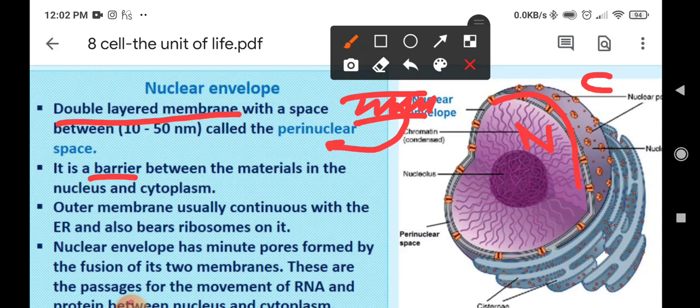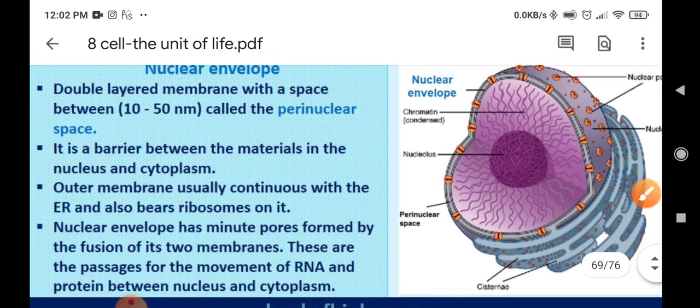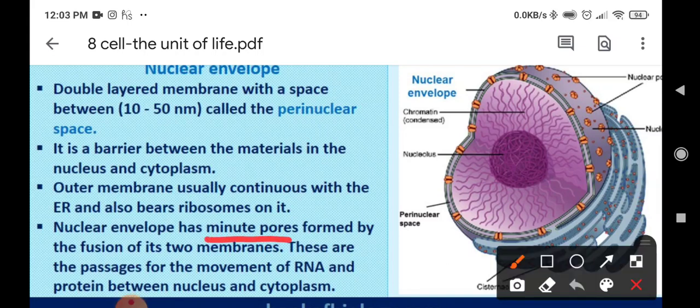Now the outer membrane is in contact with the endoplasmic reticulum outside. Here you can see the outer membrane is in contact with the endoplasmic reticulum, which can be SER or RER, and most of the time it bears ribosomes on it. The nuclear envelope also has a very important structure, that is, minute pores on it, and these pores are known as nuclear pores.